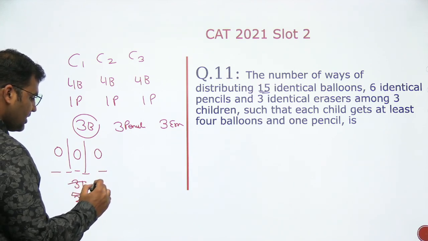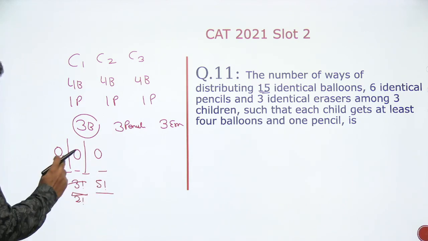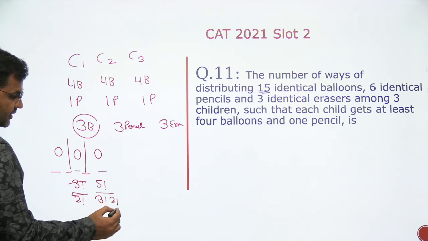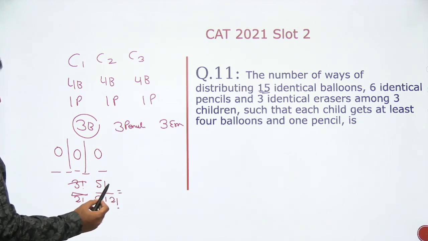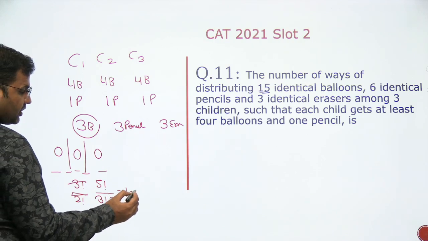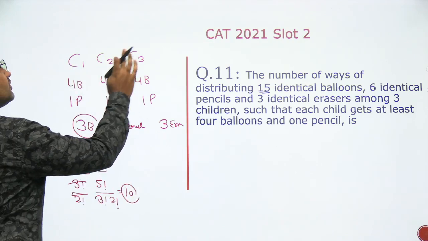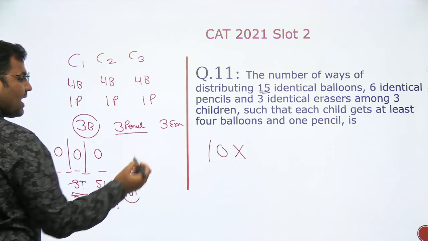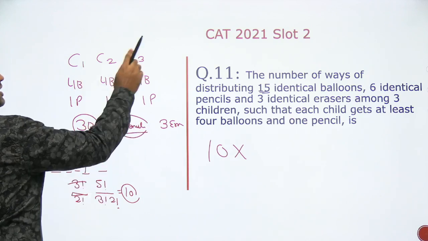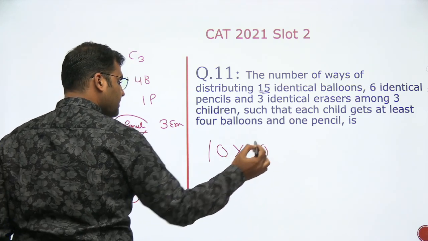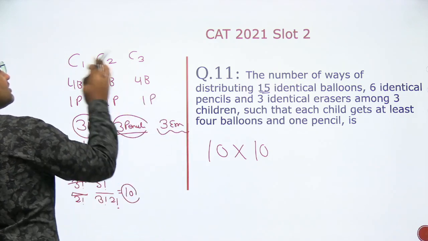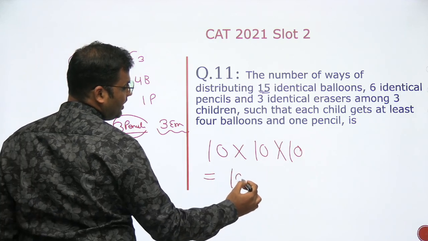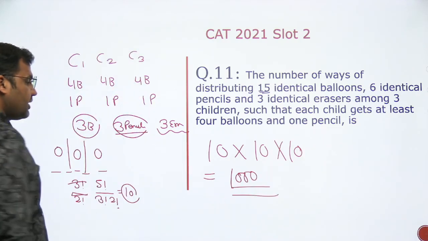This can be done as 5 factorial divided by 3 factorial for the 3 identical balloons and 2 factorial for the 2 identical bars, right? So this is equivalent to 10. So 3 identical balloons can be distributed over 3 children in 10 ways, right? Similarly, 3 identical pencils can also be distributed over 3 children in 10 ways. And similarly, 3 erasers over 3 children can also be distributed in 10 ways. So the total number of ways will be 1000. That would be the correct answer to the question, right?